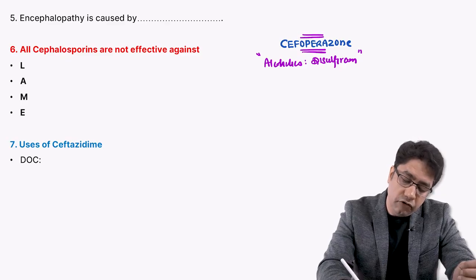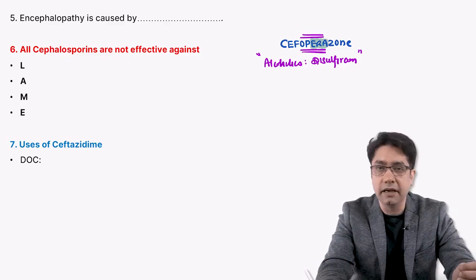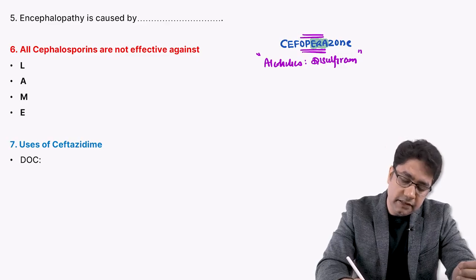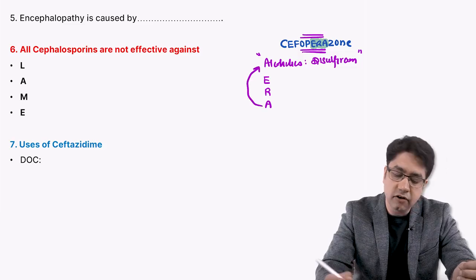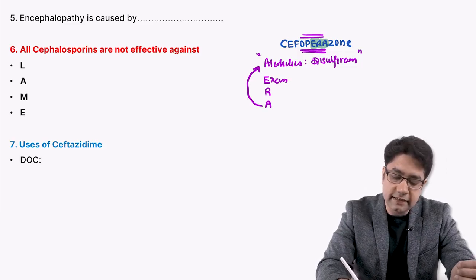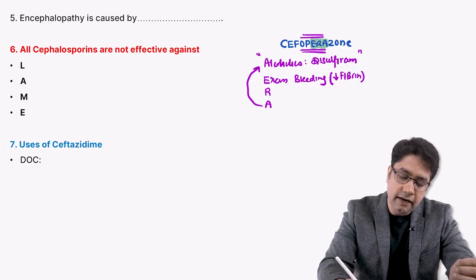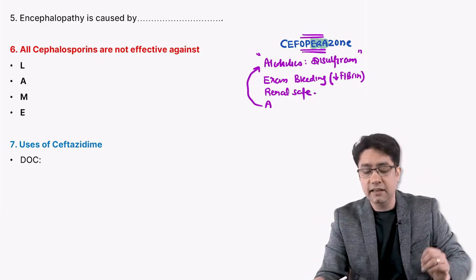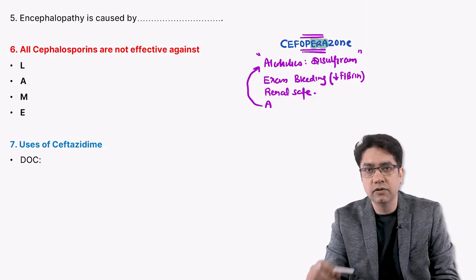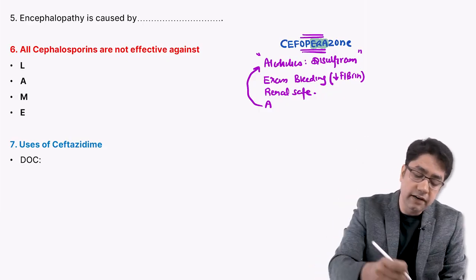Now, in cefoperazone, the word ERA is coming. ERA means: A for avoided in alcoholics. It can cause excess bleeding because it decreases fibrin level. And R for it is renal safe. So this is a technique for how to remember cefoperazone: the word ERA or opera you have to identify.